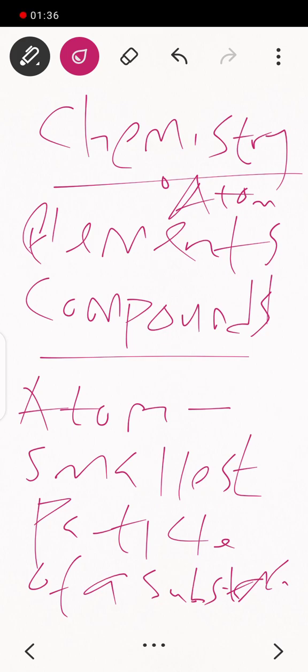Now, what are atoms made of? What are those particles that we are talking about? What are those smallest particles we are talking about? We are talking about the smallest particles like proton, neutron, and electron. These are the smallest particles that an atom is made of according to your syllabus.